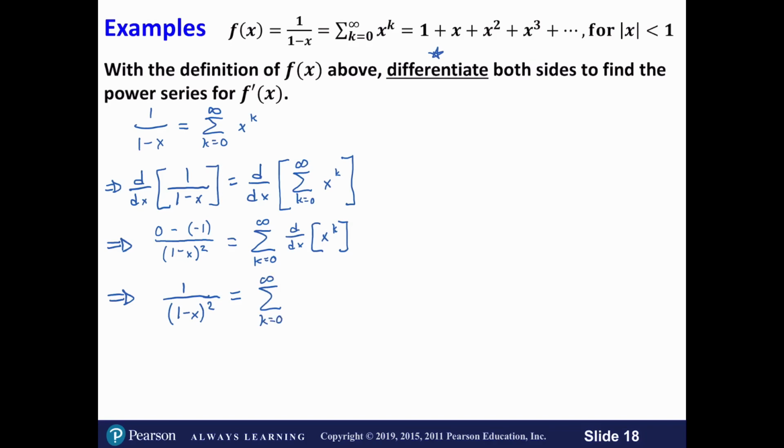And what is the derivative of x to the k? Well, k is just a number, right? And so the derivative of this will just be k times x to the k minus 1.